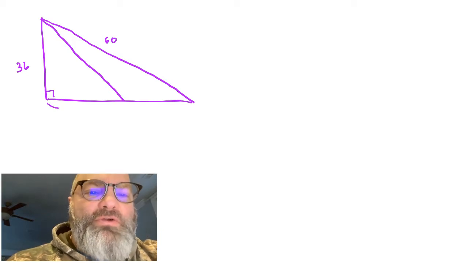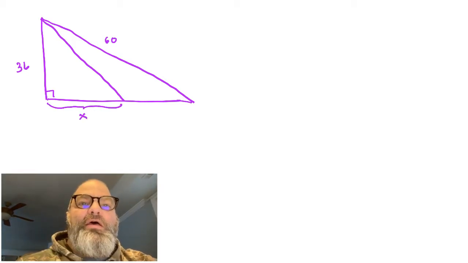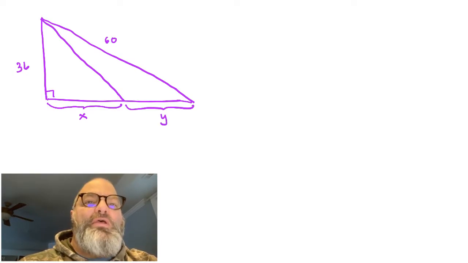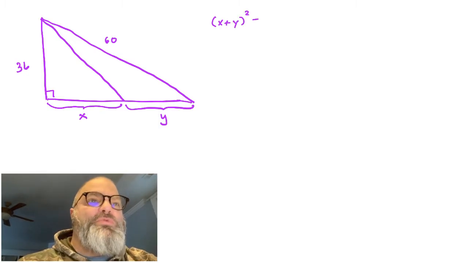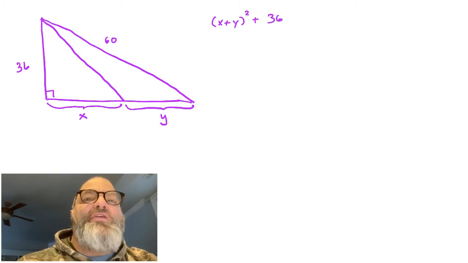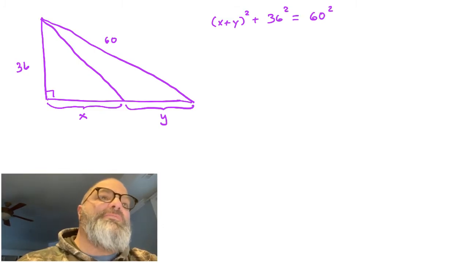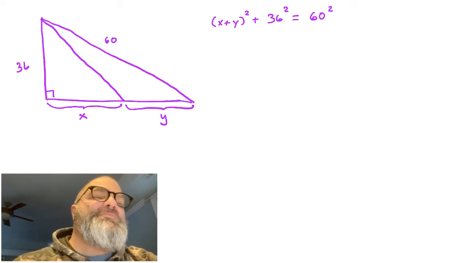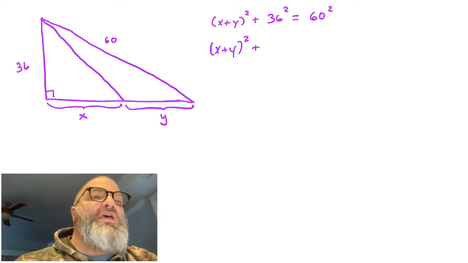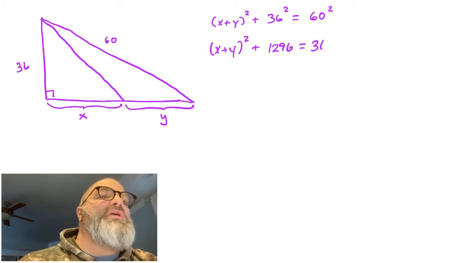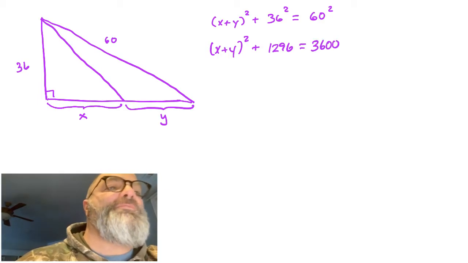Now coming back to the triangle, say one side is x and the other is y. For the big right triangle, we have one leg, x plus y, squared, plus the other leg, 36 squared, equal to the hypotenuse, 60 squared. Well, 36 times 36 we can evaluate, and 60 times 60 we can evaluate. So we get x plus y squared plus 1296 is equal to 3600.